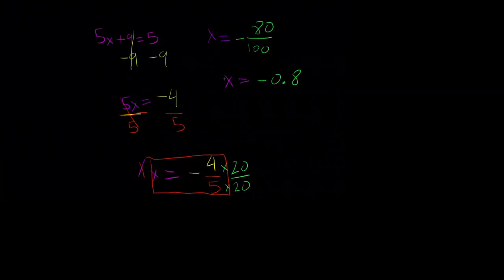Remember, these two answers that I just created are both equal. So x is equal to negative 0.8 and x is equal to negative 4 over 5. These two are equal.